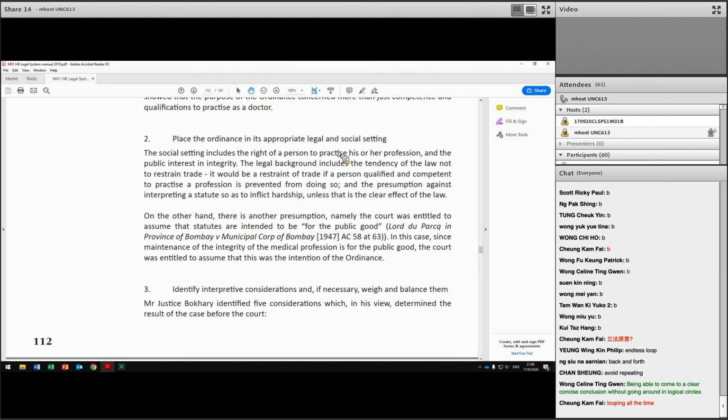Number 2, place the ordinance in its appropriate legal and social setting. On the one hand, you have to protect the rights of a person to practice his profession. On the other hand, you have to protect the public interest in integrity. So we have two conflicting purposes. The court was entitled to assume that statutes are intended to be for the public good. So maintaining the integrity of the medical profession is also for the public good.